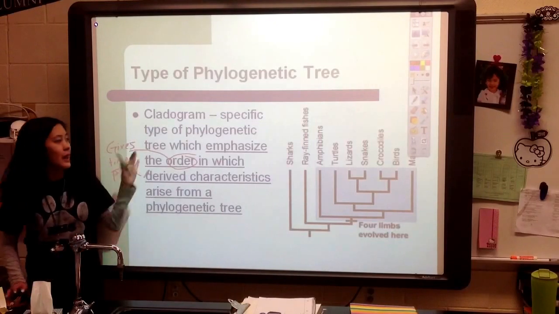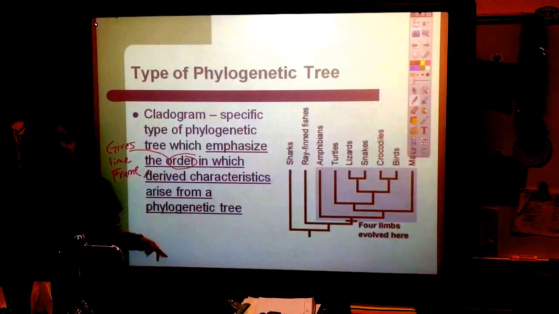So again, a cladogram is a type of phylogenetic tree, but it's going to give us some time references. What happened first, what happened last.